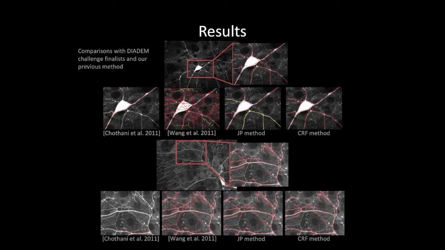Bottom rows display the collapsed 3D traces superimposed on the collapsed stacks of two DIADEM Challenge algorithms and our methods. Different colors correspond to different neurons. We can see the previous methods either fail to detect neurons or exclude the background, while our second method is able to separate the neuron from the background and recover the correct neuronal topology.